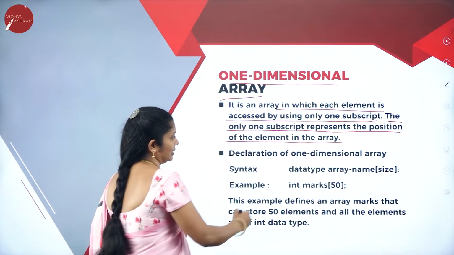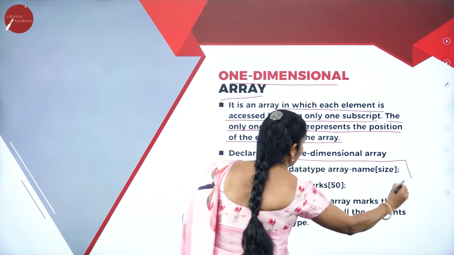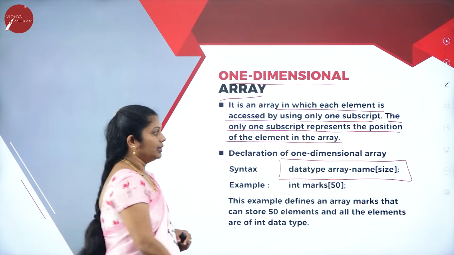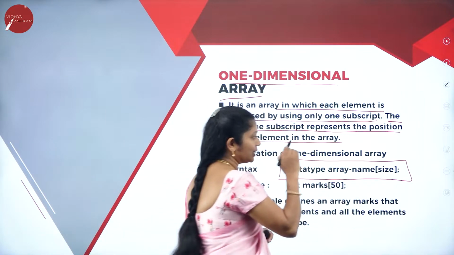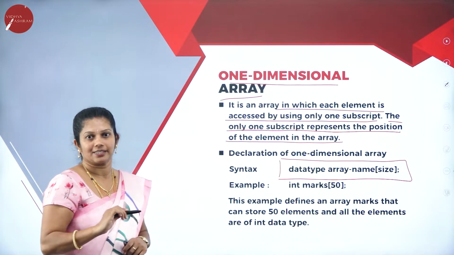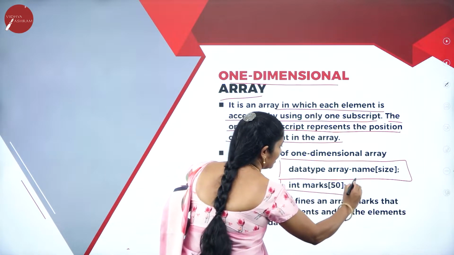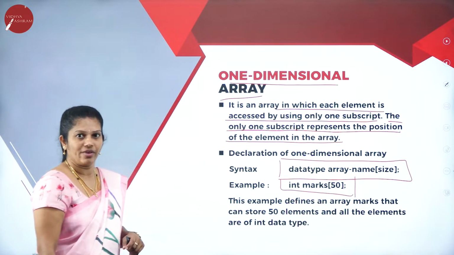While writing the general syntax, first you have to write the data type. Which data type you want, write down the data type. Then next you have to write the array name. Inside the square bracket, you have to mention the size, that is the subscript. Here in this example, int marks[50] is given.